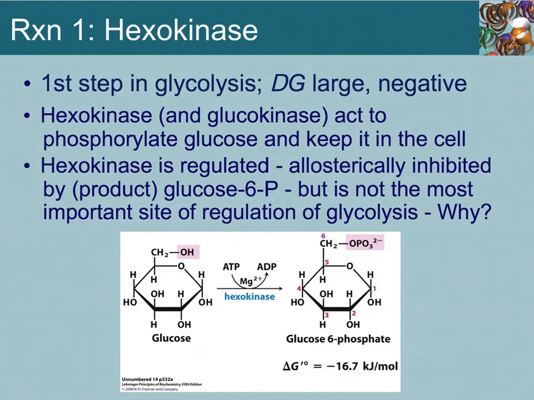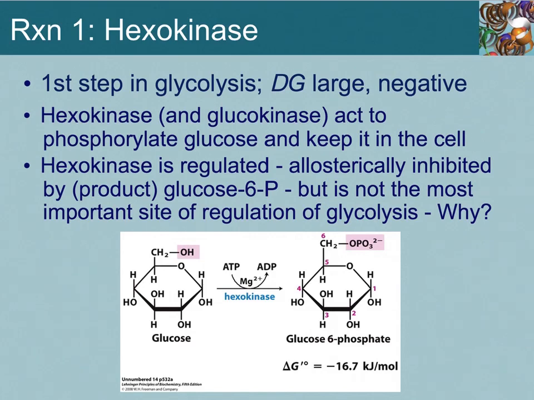Okay, so let's get into the nitty-gritty of each of the steps of glycolysis. So the first step in glycolysis has a large negative delta G. And here hexokinase is going to trap glucose in the cell. And the way it does this is that it's going to phosphorylate the glucose. Okay.